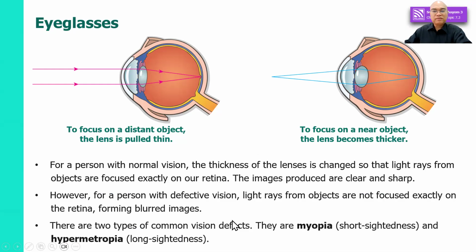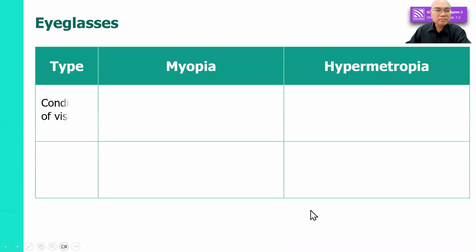Okay, so there are two types of common vision defects. They are myopia, short-sightedness. So this is mine, short-sighted. It means I see clearly the short-distance objects, but I don't see far. The other one is hypermetropia, long-sightedness. These people cannot see clearly the near objects, but they can see the far objects. Okay, hypermetropia and myopia. So most of the people are actually myopic, having myopia.